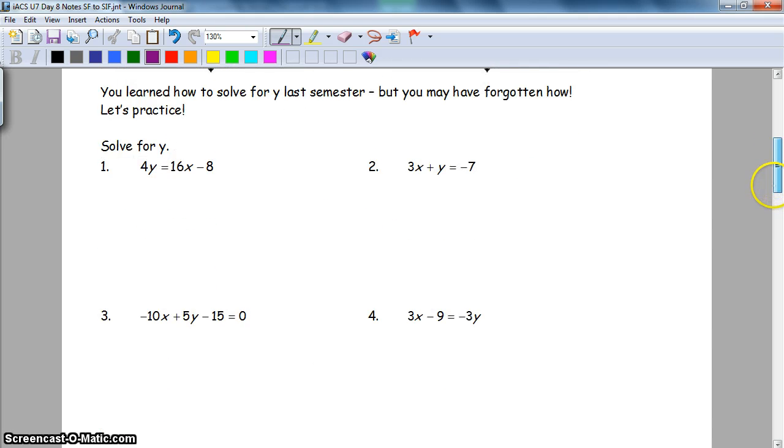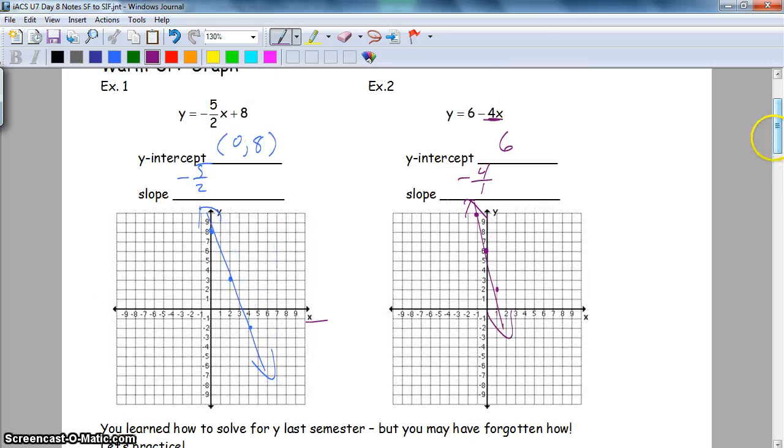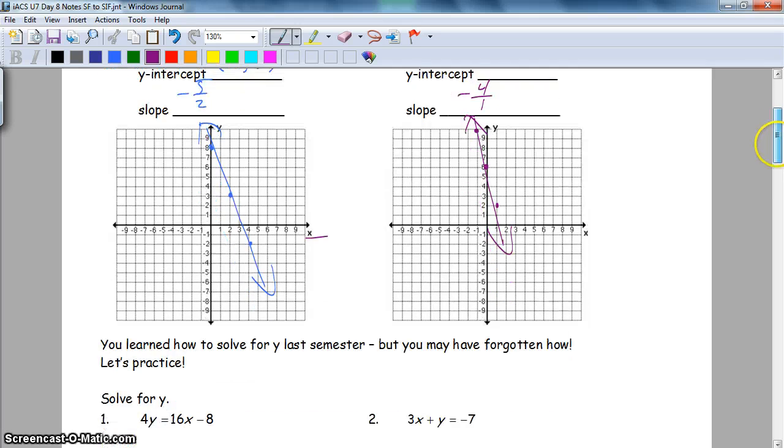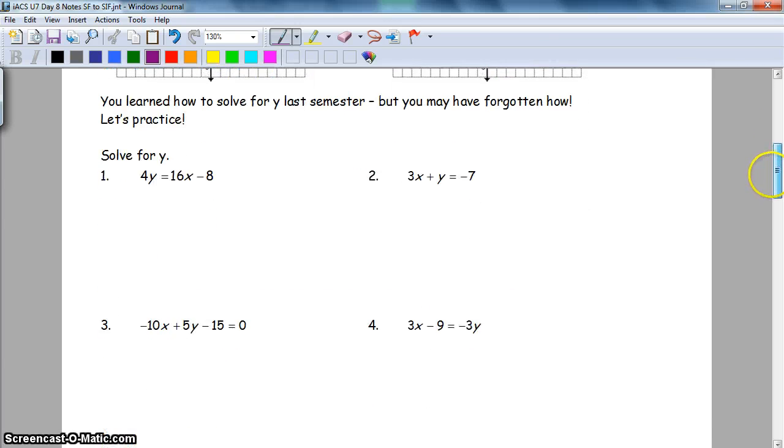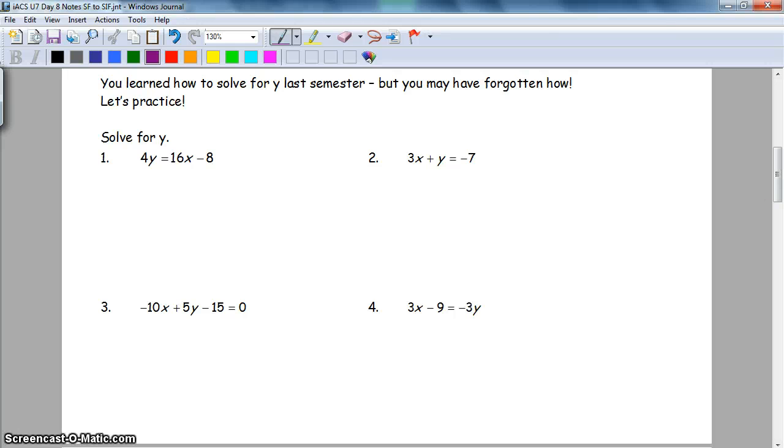But today we're going to make it a little bit funkier. These two, y was by itself. Yesterday and today, so far, y has been by itself. But we learned how to solve for y last semester. But we might be a little rusty at it. So we're going to practice today.